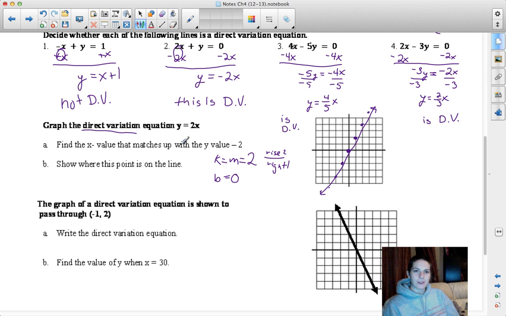So when I find the x value that matches up with the y value, negative 2. So y value of negative 2, the x value would be negative 1. So the answer to part A here. When x is negative 1, the y is negative 2. And to show where it is on the graph, I've already plotted it, and I just need to label it. Negative 1, negative 2.